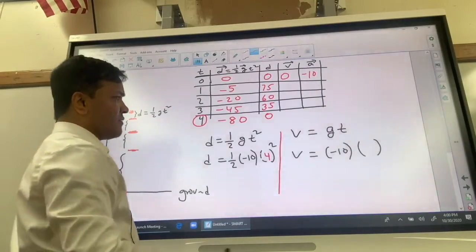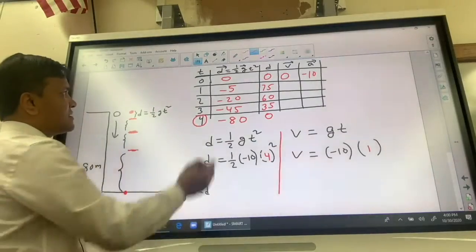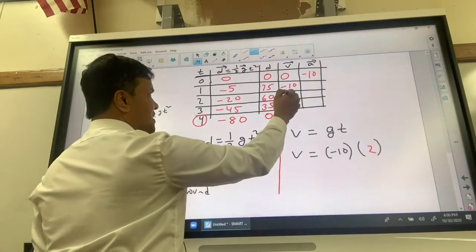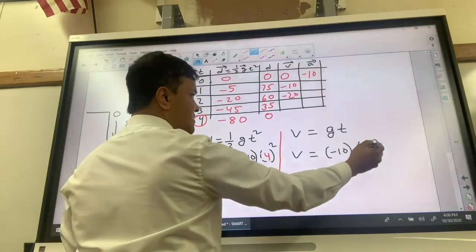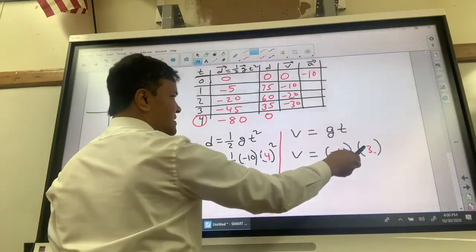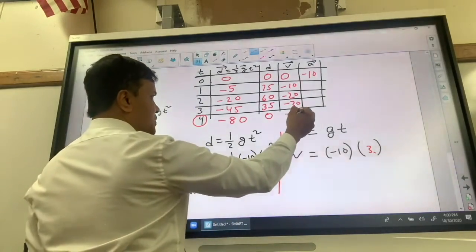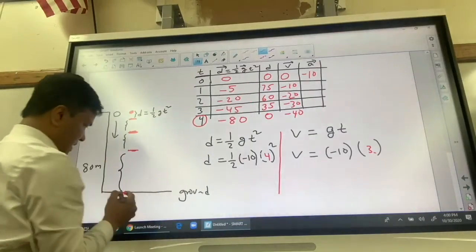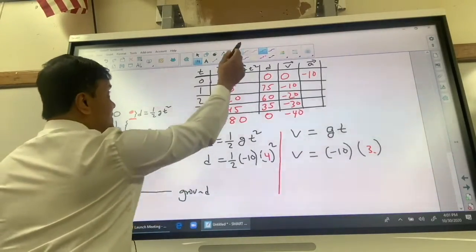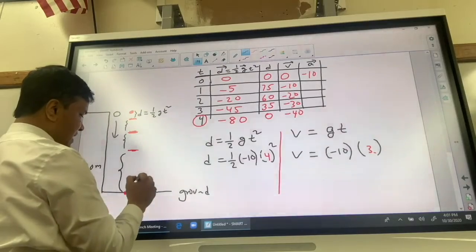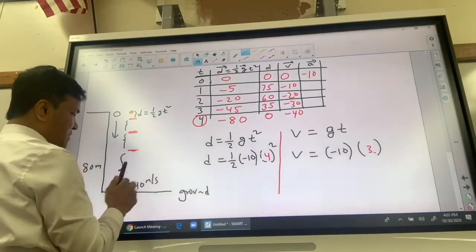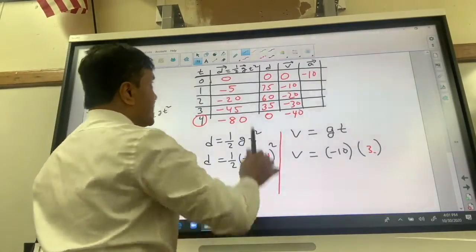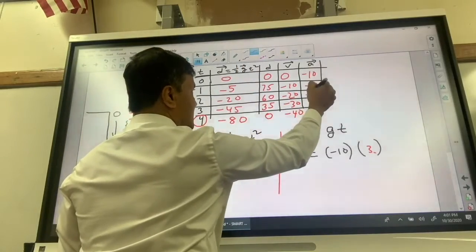Now let's take a look at the velocity. Velocity at 1 second is negative 10. Velocity at 2 seconds is negative 20. Velocity at 3 seconds is negative 30. Velocity at 4 seconds is negative 40. So right before the ball hits the ground, the velocity is maximum negative 40 meters per second, or just 40 meters per second down. That's the velocity right here. Acceleration is constant.